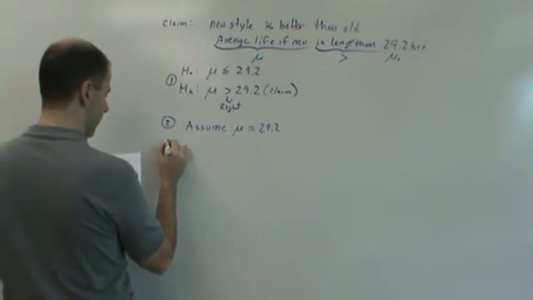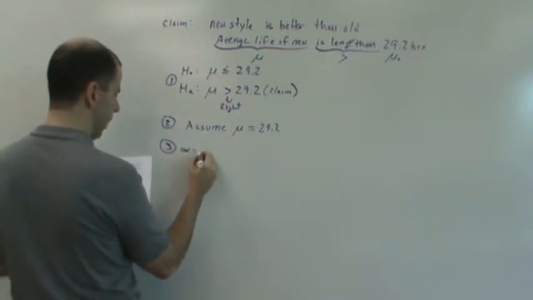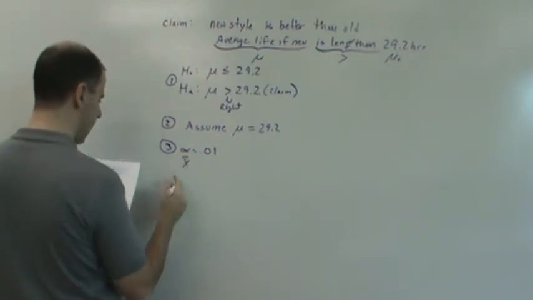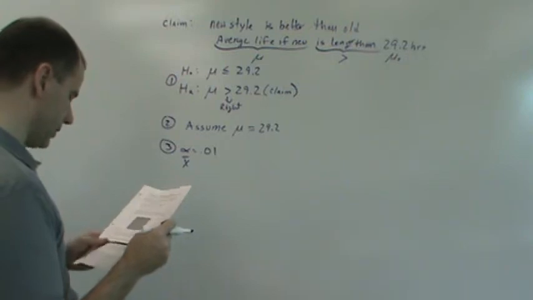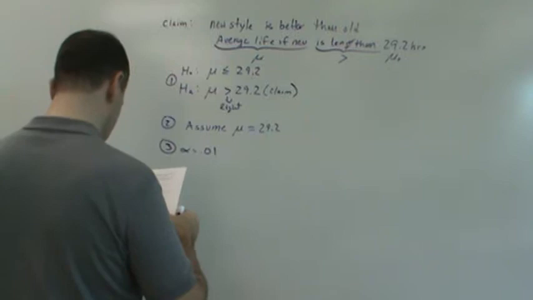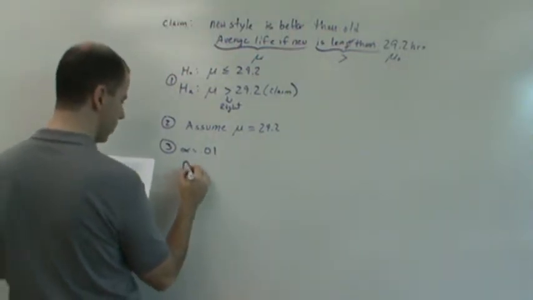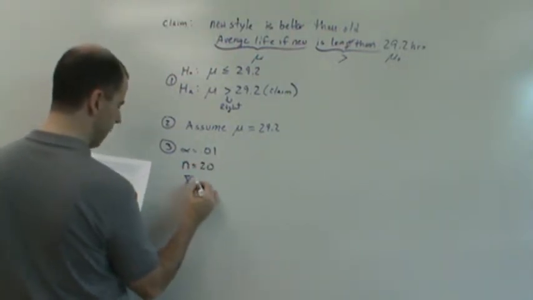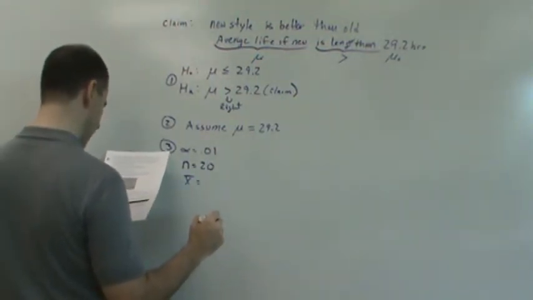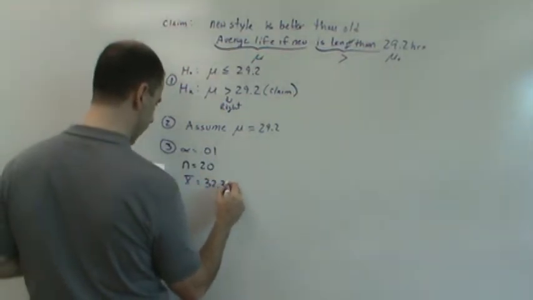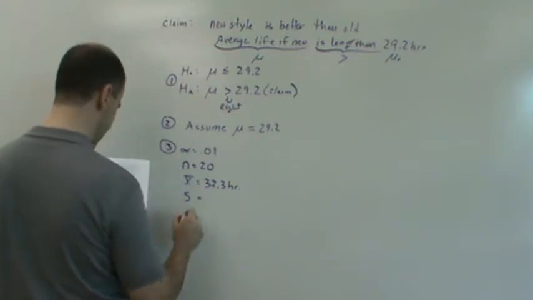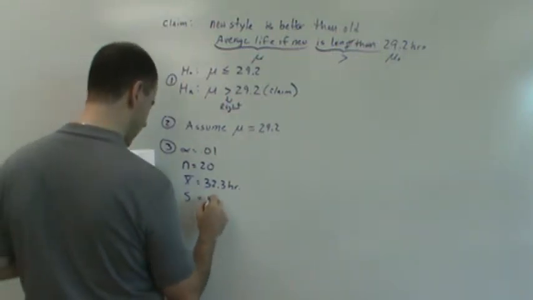So now step three is writing down the information. So alpha in this case is 0.01. And the x bar, the sample mean, well, let's break down n. What's the sample that they gave us? A sample of 20 batteries. The average life of those 20 batteries was 32.3 hours. And the standard deviation of those 20 batteries, which is S, is 3.9 hours.